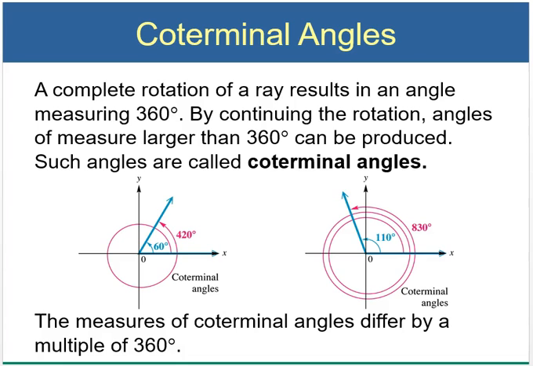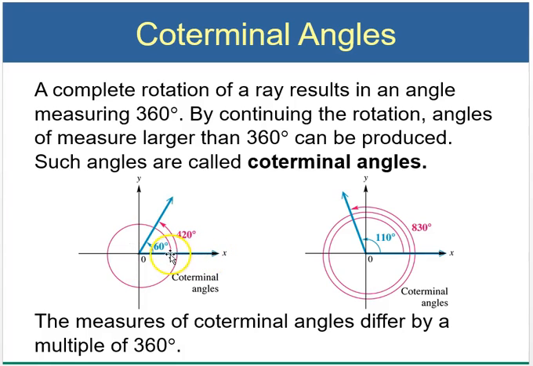Now, coterminal angles, here's another term that you'll need to definitely know. We'll be using coterminal angles in another chapter. But a complete rotation of any angle results in an angle measuring 360. By continuing the rotation, angles of measures larger than 360 can be produced. Such angles are called coterminal angles. So let's look at these examples real quick of these pictures of coterminal angles. Here we have a 60-degree angle measured.